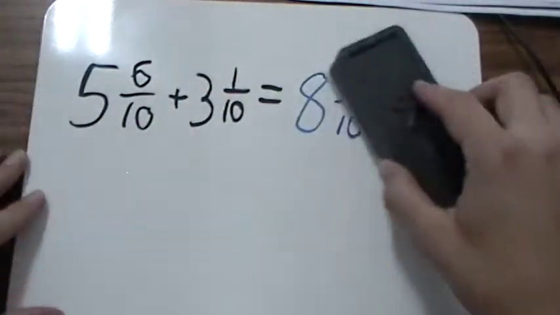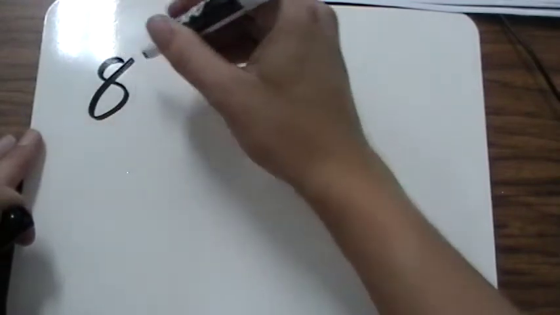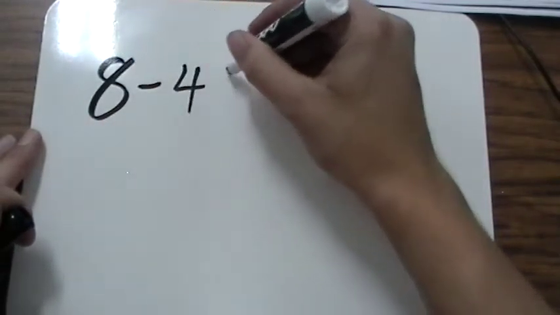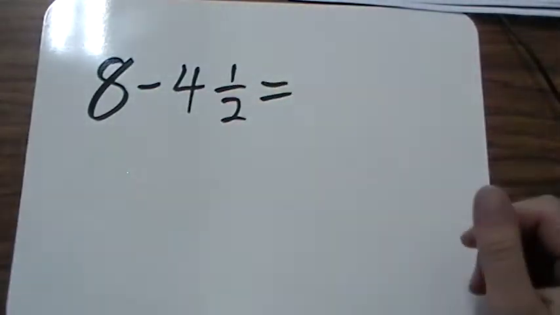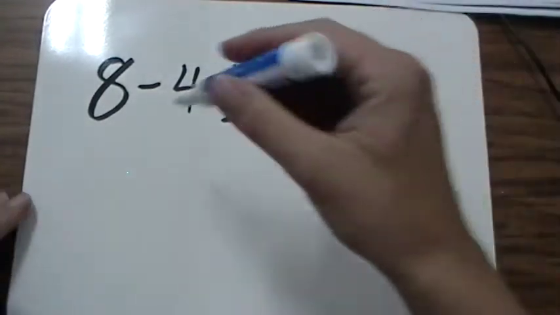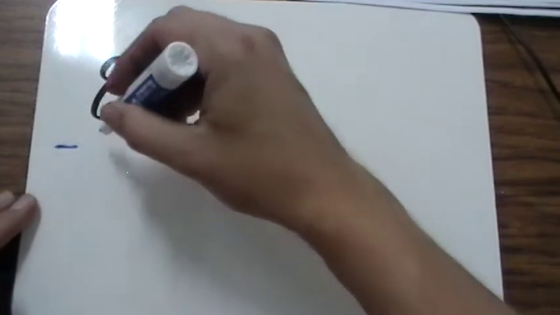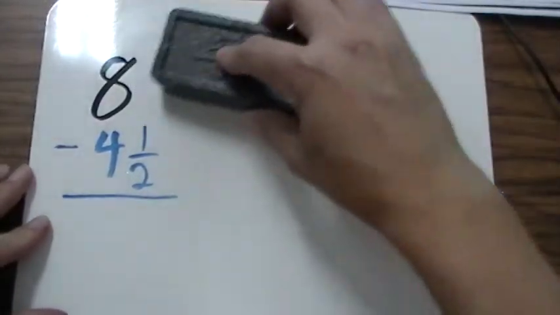All right. Well, what if I have a problem that looks like this? What if I have 8 subtract 4.5? I'm going to have to regroup, aren't I? But what I'm going to do is I'm going to rewrite this problem, and I'm going to put 4.5 on the bottom. Now when I do that, get rid of this guy. I just rewrote the problem.